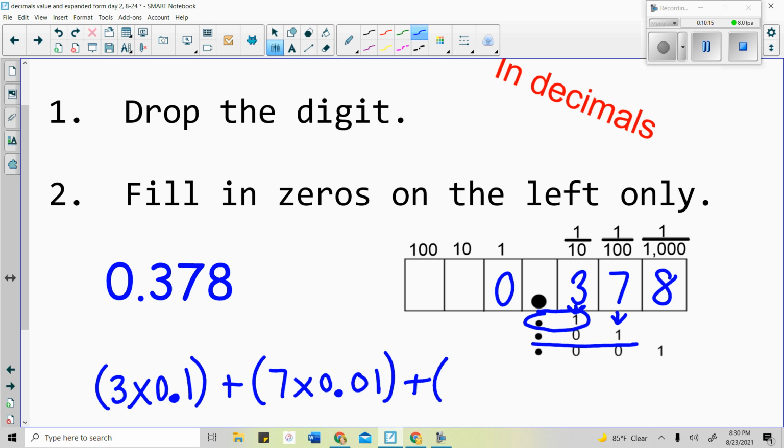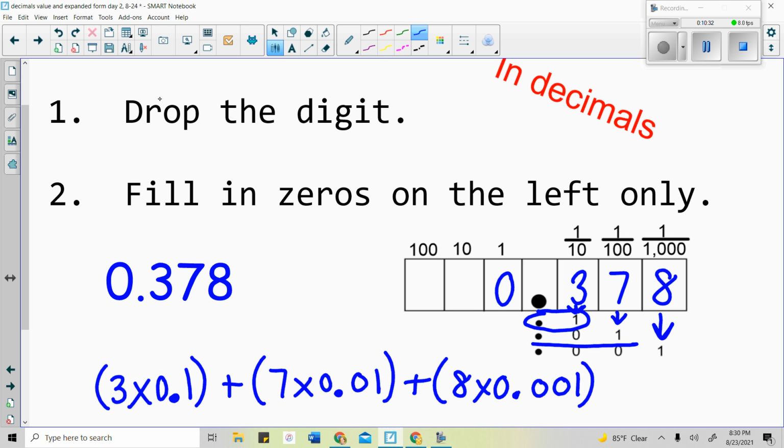Now I'm going to go over to my 8, and I look underneath to find the decimal place. So I get 0.001. And remember, we want the decimal to be between 2 numbers, so we're going to go ahead and put a 0 in the ones place.